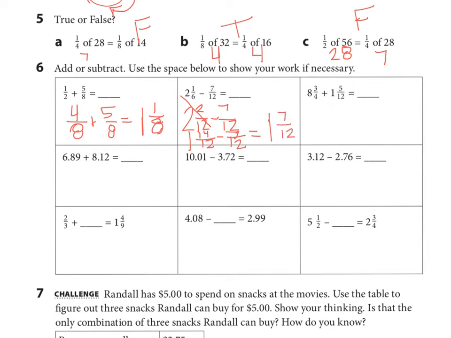Next one, 8 and 3/4 plus 1 and 5/12. So we need to find the common denominator. And so I know I can change these fourths into 12ths. And so 8 and 3/4 would be the same as 8 and 9/12. So 8 and 9/12 plus 1 and 5/12 equals 9 and 14/12.